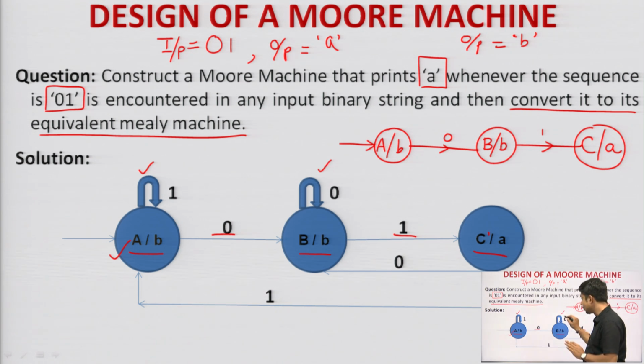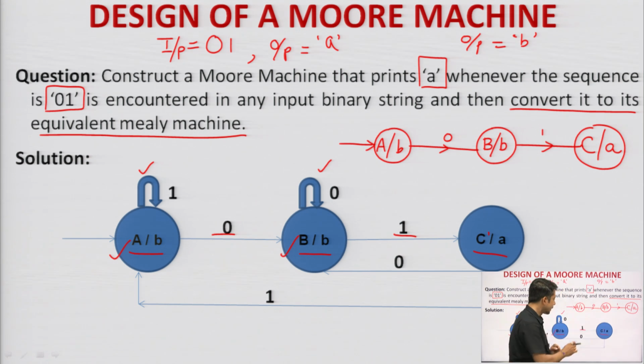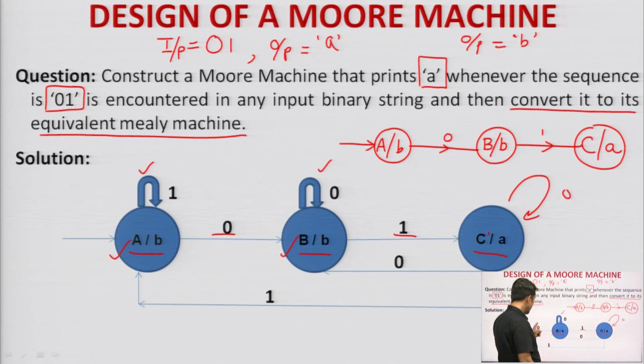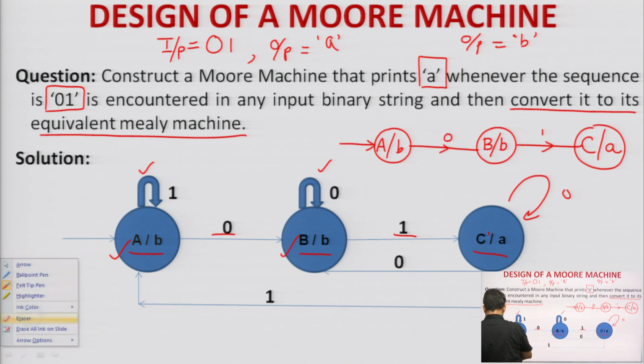So, I can take a loop of 0. Therefore, state B is also done. Now, come to state C. If we look into state C, there were no transitions coming out for 0 as well as 1. So, for 0, can I take a self loop? I cannot take it. Why? Because it will also produce this kind of sequence. 0 1 0 1 0 will also produce A, which is not asked in the language. Therefore, I cannot take a self loop over here.